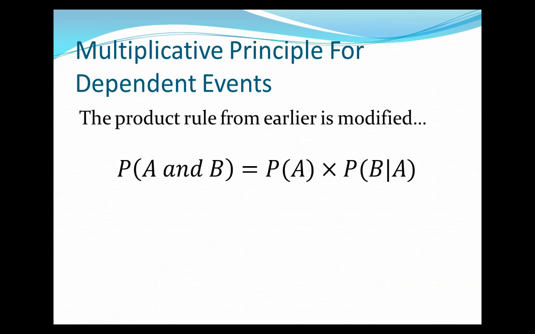The math is very similar. We use the multiplicative principle, but we use a little bit different notation for when the events are dependent. So that product rule, multiplying probabilities, we tweak a little bit. The probability of A and B, it's still the probability of A times the probability of B, but it's the probability of B given A, and this notation means the probability of B given that A already happened.